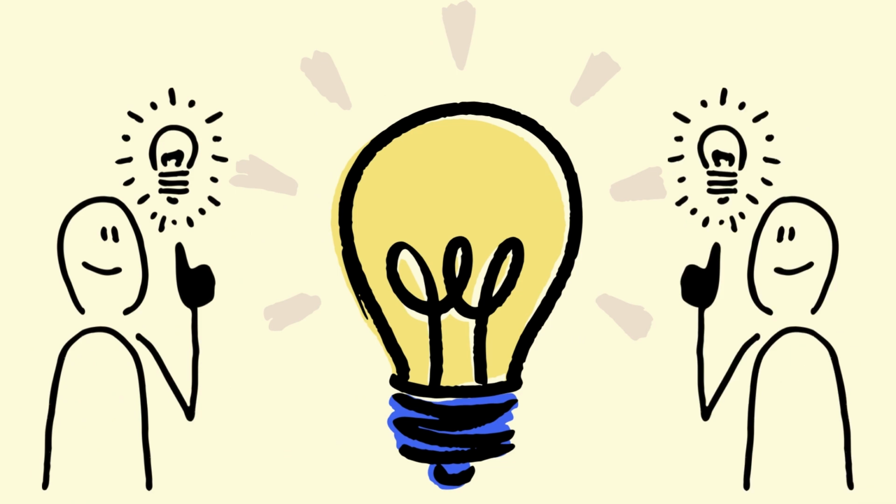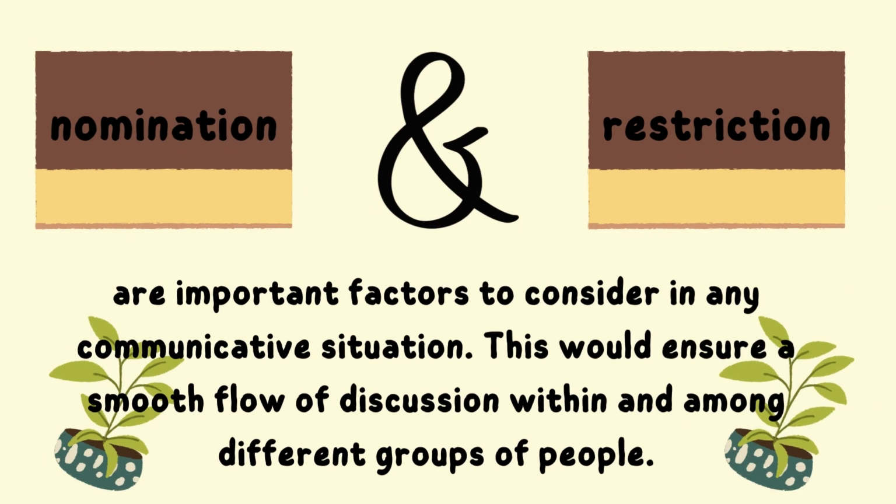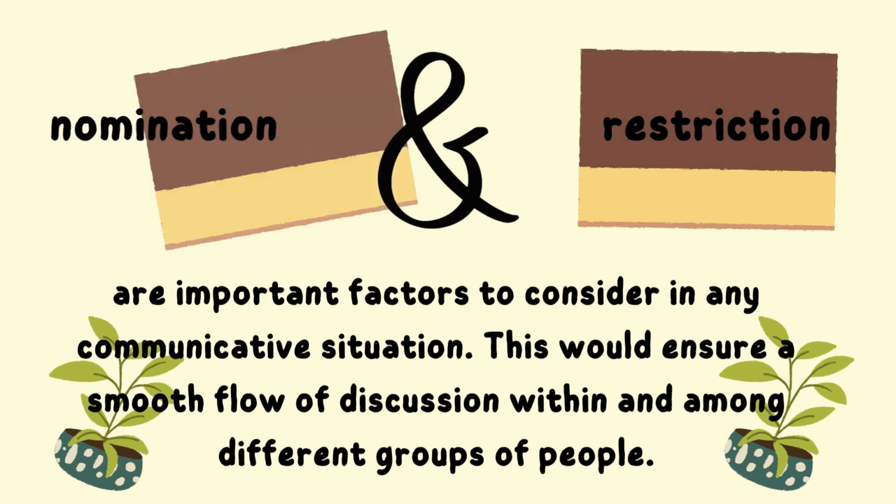Key points. Nomination and restriction are important factors to consider in any communicative situation. This would ensure a smooth flow of discussion within and among different groups of people.